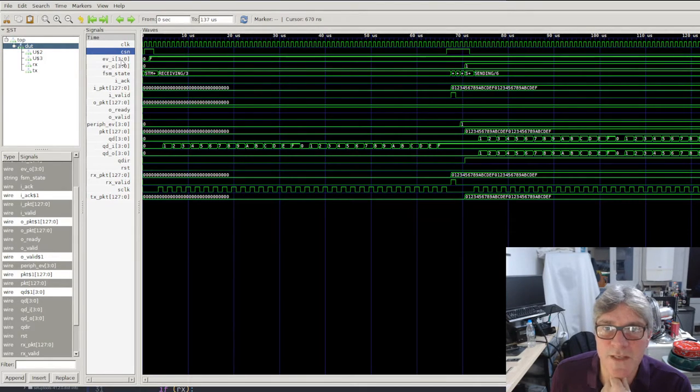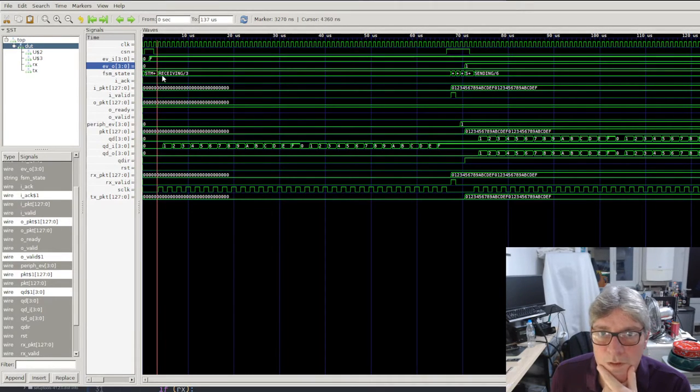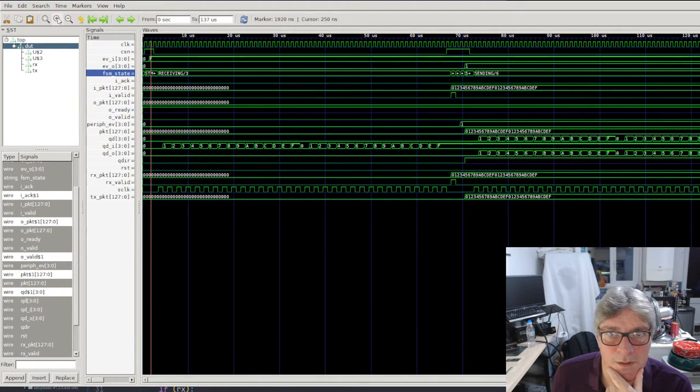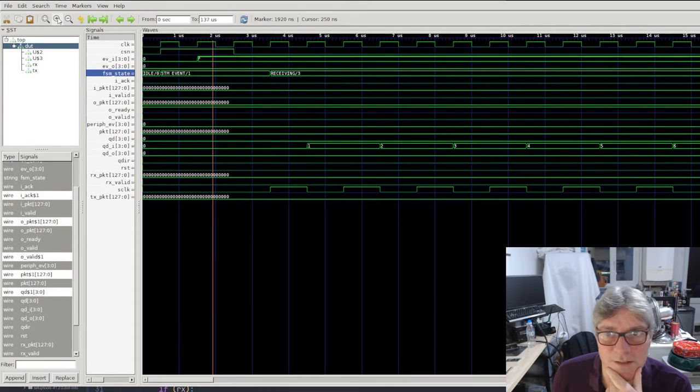The first thing you see here, looking at this line, these are the event signals, input and then output. You can see the input event changing from 0 to F here. These are the internal signals. But most important is this one, which is the FSM state. I don't think there's any way of making this bigger. It's really annoyingly small. So here is the state machine, and you can see what's going on.